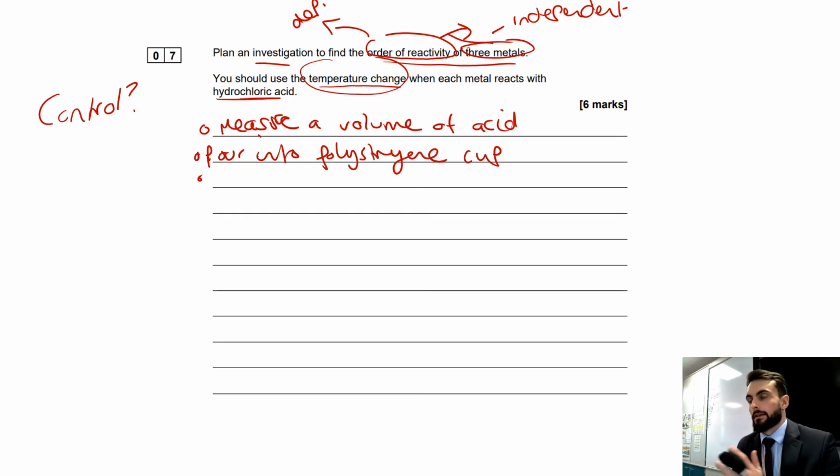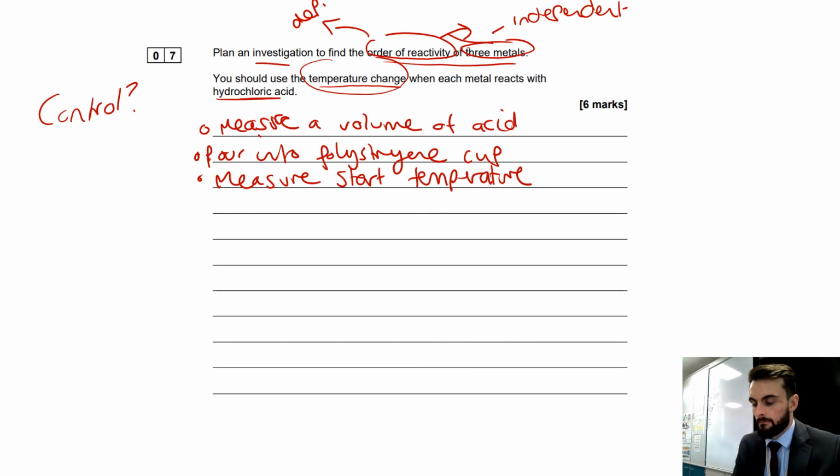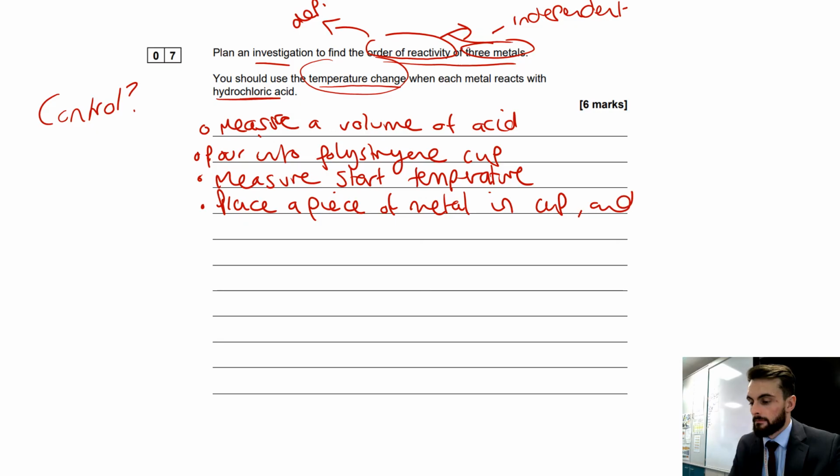And what we would do is we need to work out the temperature change. How do we do that? We need to get the temperature at the start and the temperature at the end. So once we put the acid into the cup, we measure the starting temperature. Okay, then what we do is, when we want to get the reaction to start, we place a piece of metal in the cup, and then how do you stop the heat escaping even further? Put a lid on it. Right? So you just put the piece of metal in, let the reaction go, put the lid on to stop it from losing any excess heat to the surroundings.